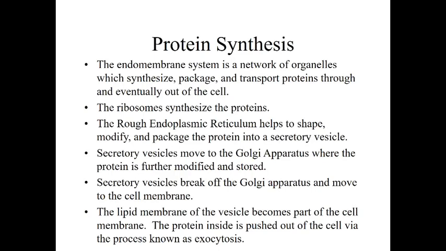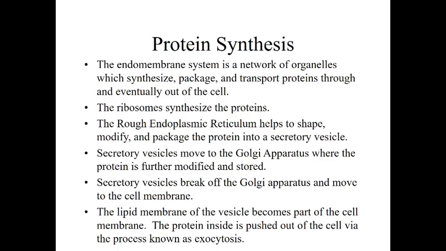Let's also mention something called the endomembrane system. It's a network of organelles which synthesize, package, and transport proteins through and eventually out of the cell. Typically, the endomembrane system is going to start with a ribosome, which synthesizes the proteins. The proteins are then dropped into the rough ER, or the rough endoplasmic reticulum. There, the proteins are usually bent into shape, they're modified, and they're often packaged into a secretory vesicle. Those vesicles will then break off the rough ER and typically move to an organelle called the Golgi apparatus.